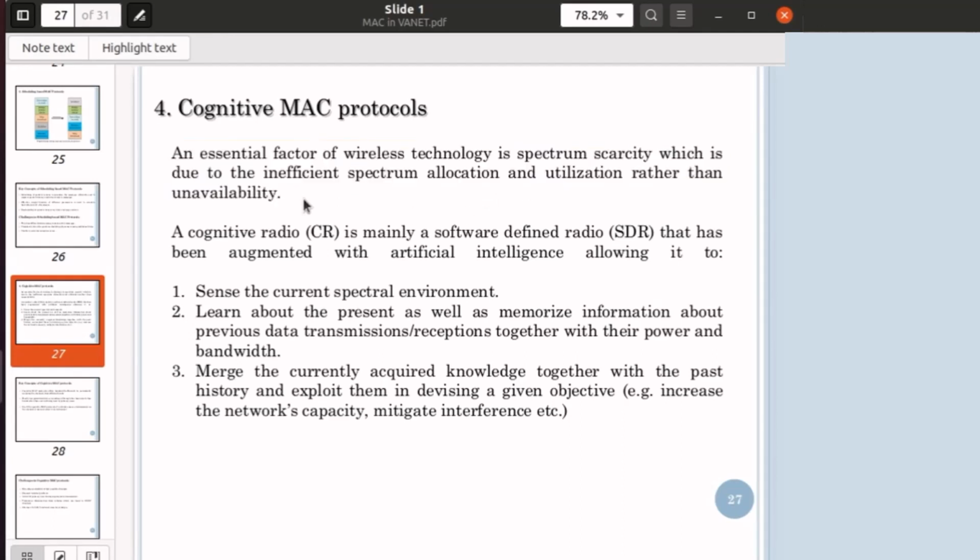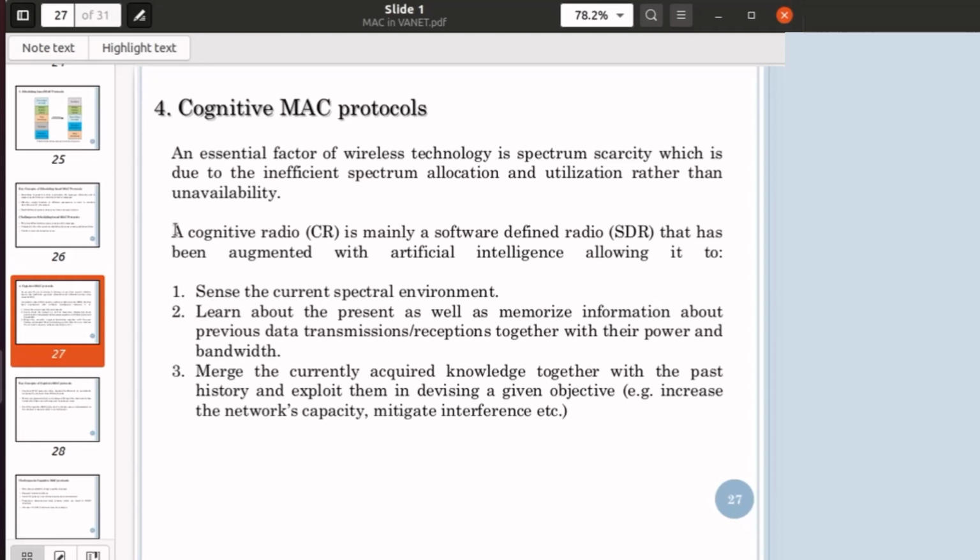Okay, what do you mean by it? Inefficient spectrum allocation is the bigger issue than the spectrum scarcity. We have sufficient spectrum, maybe less, but we are still not utilizing all of it efficiently. So we should first focus on the spectrum utilization. Cognitive radio helps in that, reducing the spectrum scarcity by efficiently utilizing the channels of other bands.